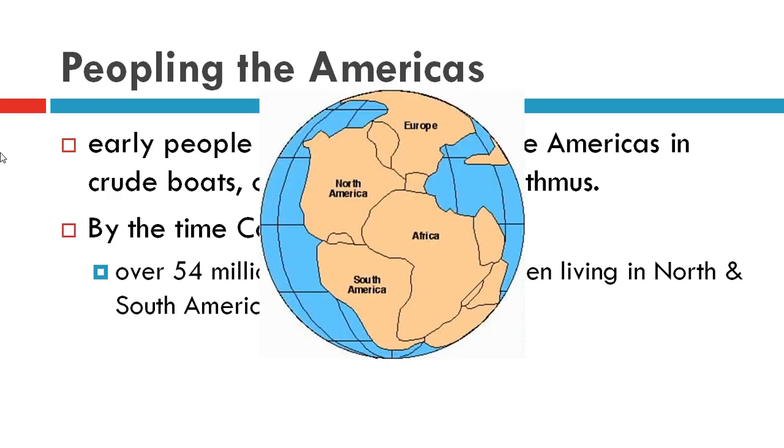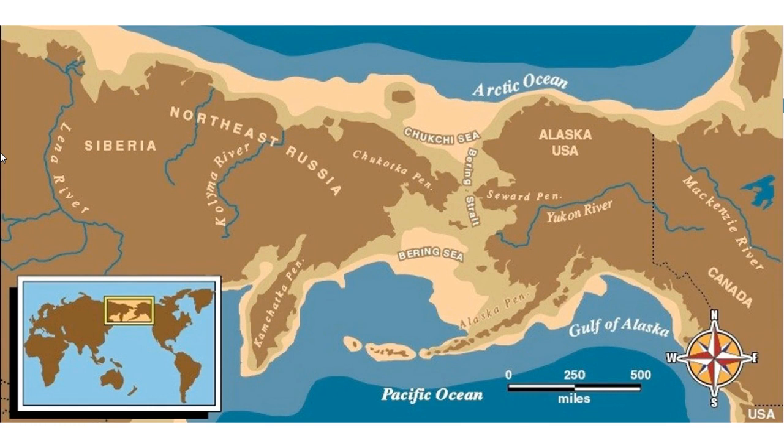The book actually does mention Pangea, so you probably know that from maybe 6th grade geography class, I don't know. But here's a map of the Bering Sea and the land bridge that existed, which allowed people to travel from Asia across into North and eventually South America.